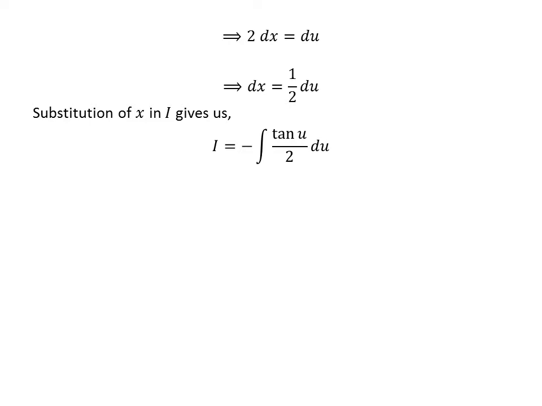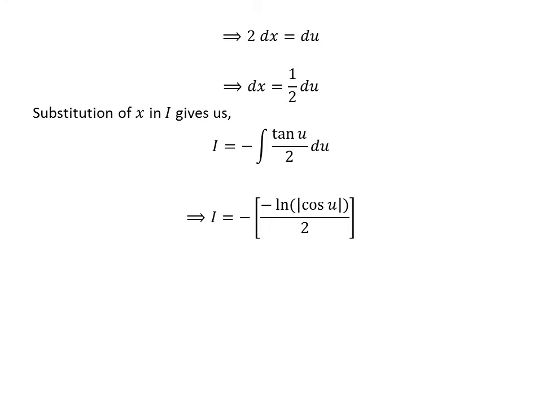Substituted x in I by our assumed value. Now the integration I has become minus integration of tangent of u upon 2 with respect to u. This is a simple integration. 1 upon 2 is the constant. The antiderivative of tangent of u is minus natural log of absolute value of cosine of u.